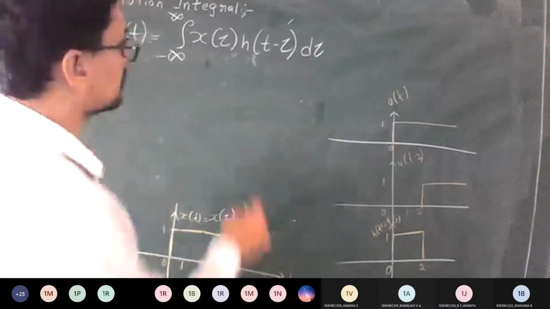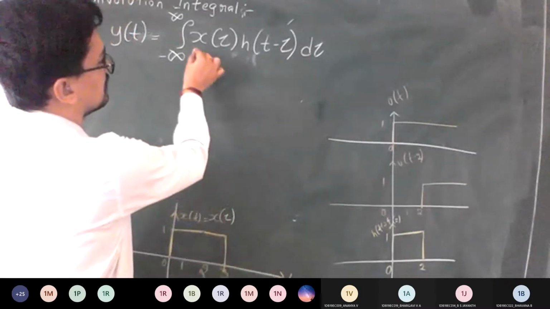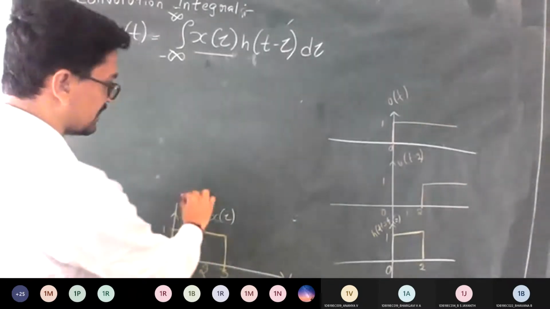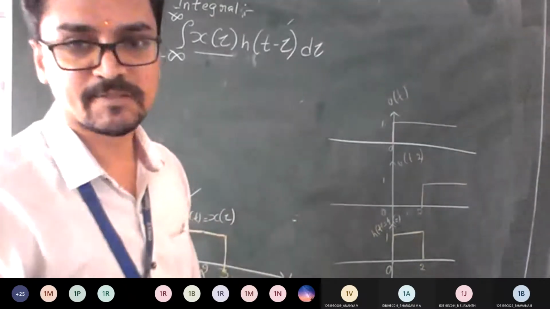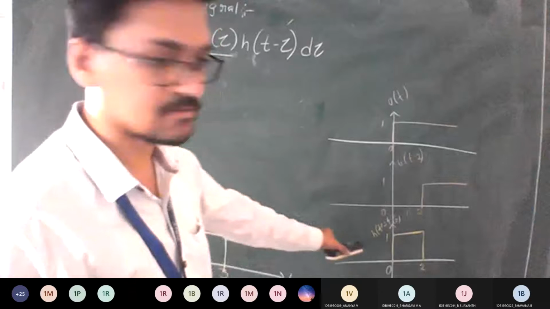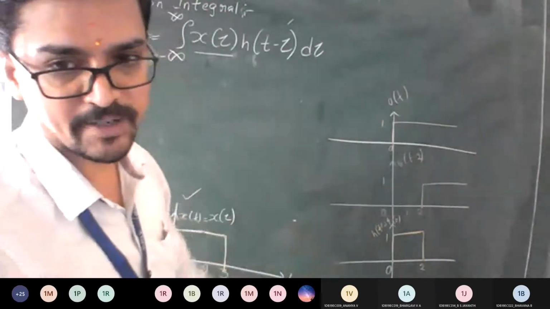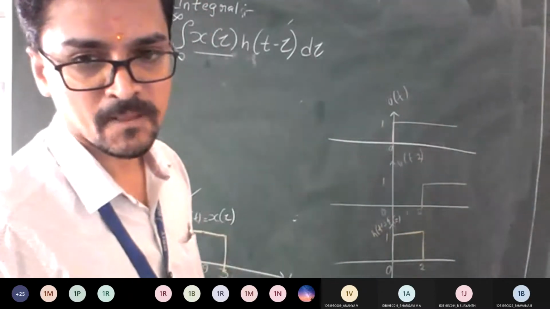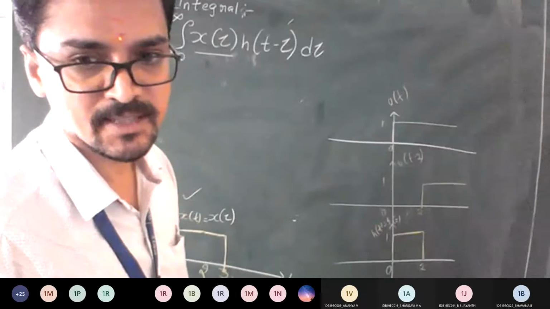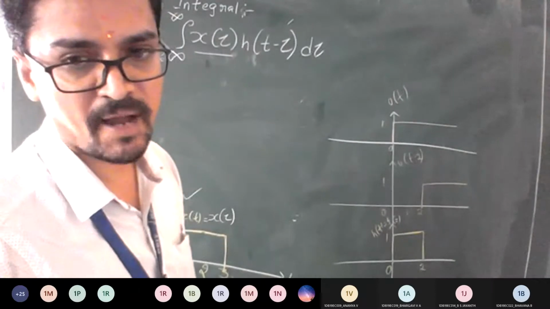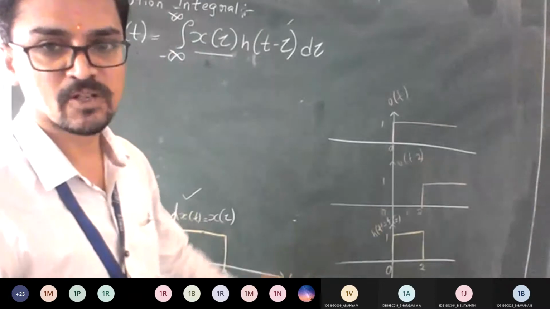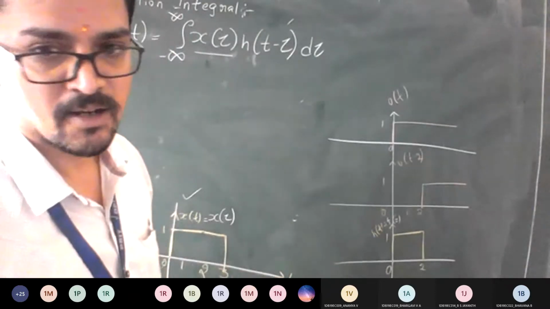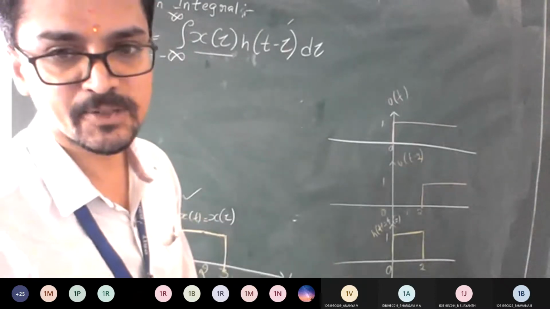Correct? If you look at the formula, I have x of tau with me, which is already there, nothing but x of t. But look at this: I want to sketch x of t minus tau. I have x of tau with me. How to plot x of t minus tau? What is the logic I taught you in the last class? You need to check which is the maximum interval. If you look at both the signals, one is ending at 3 and one is ending at 2.